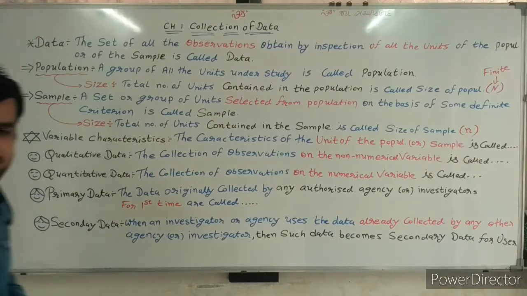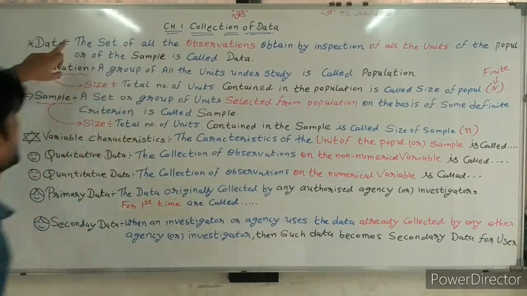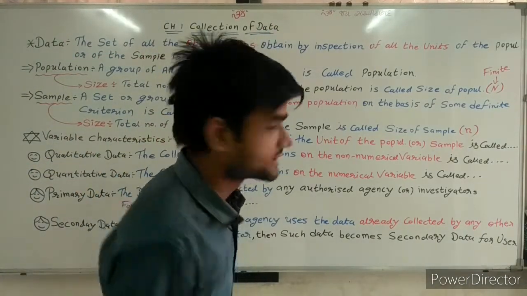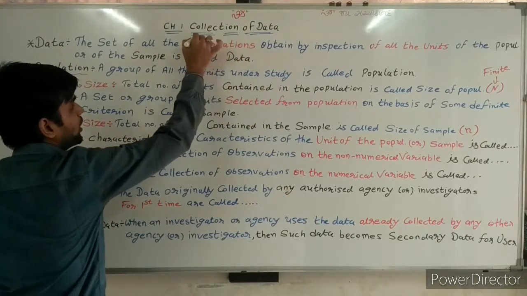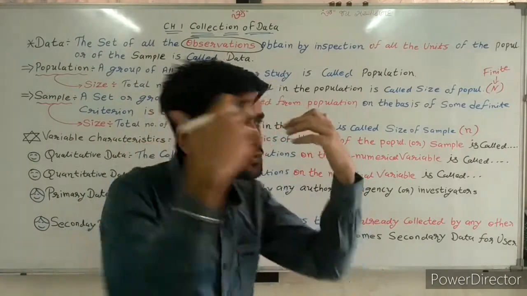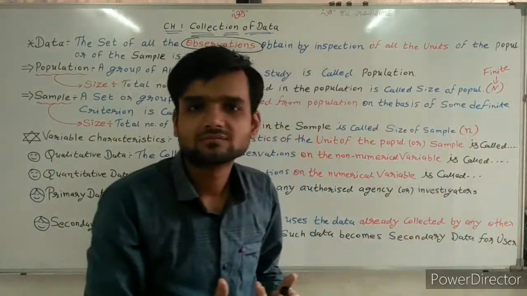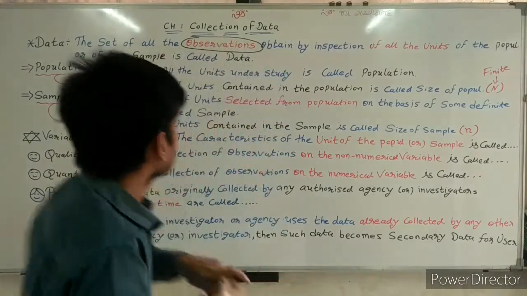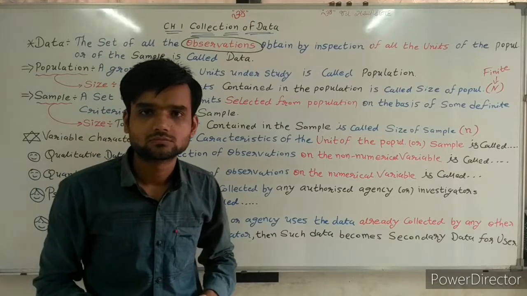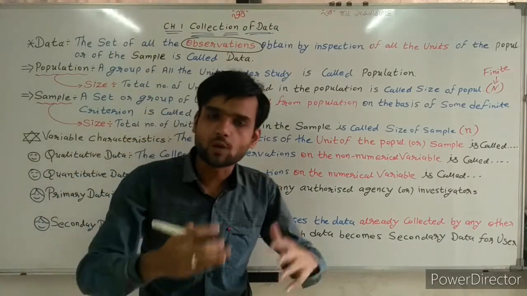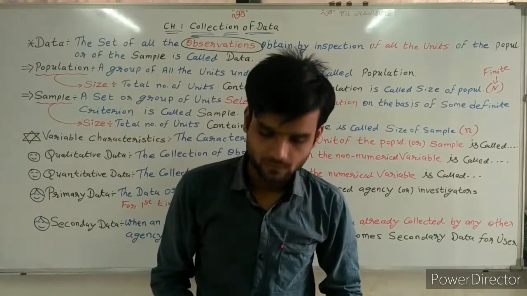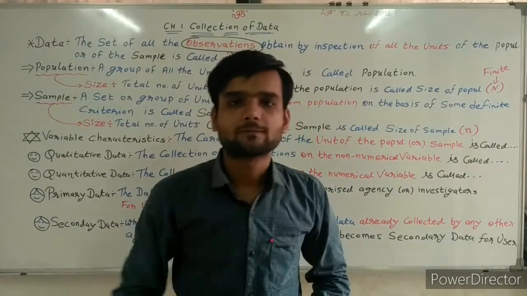So what is meant by data? Here it is written: the set of all observations. Important thing, set of all observations. Whatever you have observed for collecting. The set of all observations obtained by inspection, because whatever you need to observe, you have to inspect. Giving one example, suppose I am giving you a task.